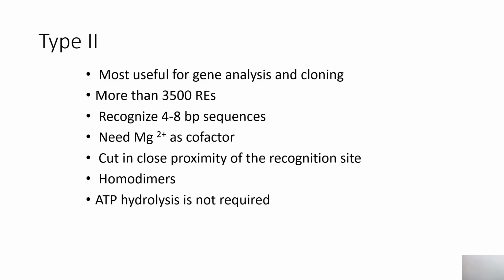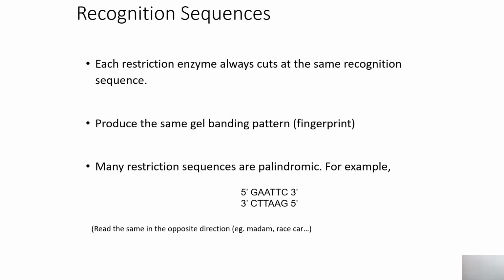Type 2 is the most useful for gene analysis and cloning. There are more than 3,500 enzymes in type 2. They recognize 4 to 8 bp sequences, and that is how the type 2 enzymes function. Each restriction enzyme always cuts at the same recognition sequence. That is a given. You can produce the same gel banding pattern.